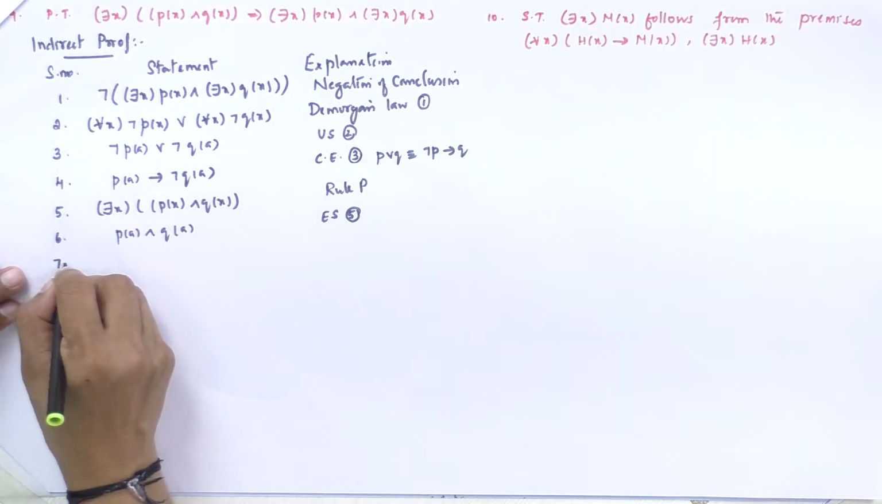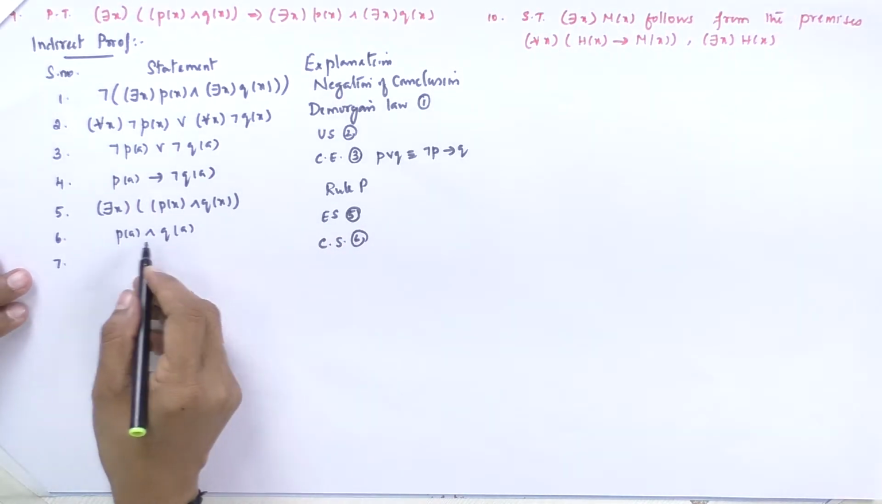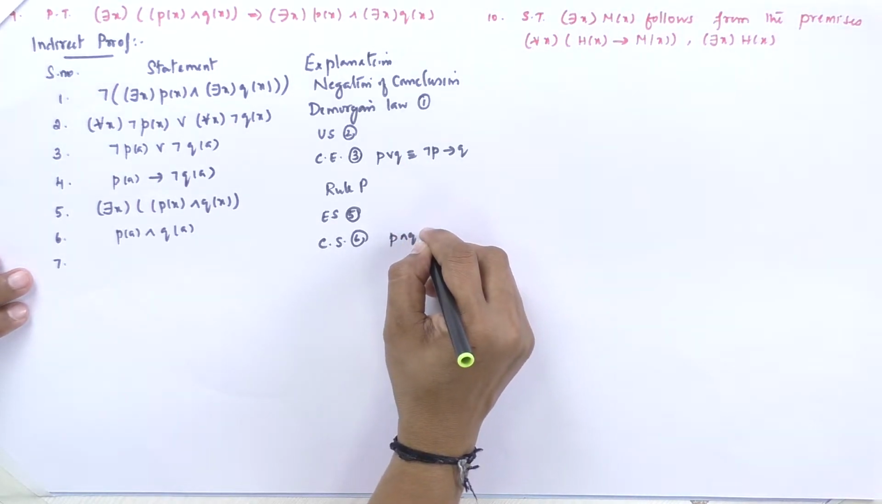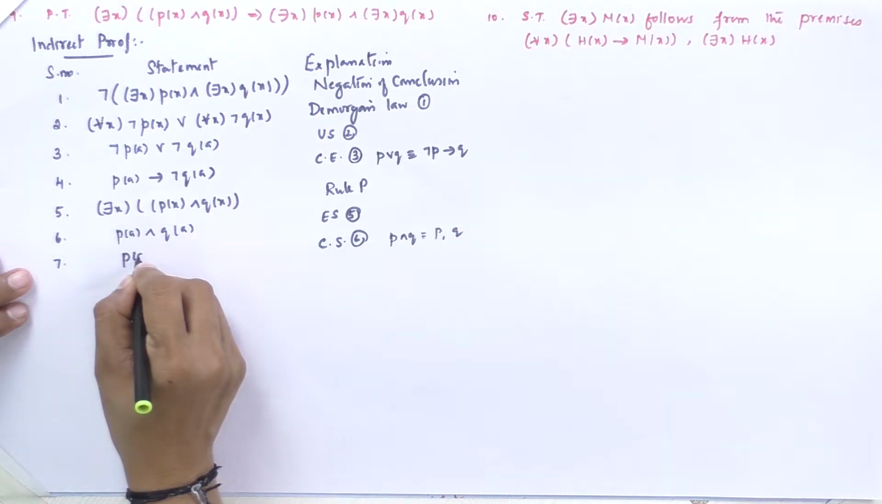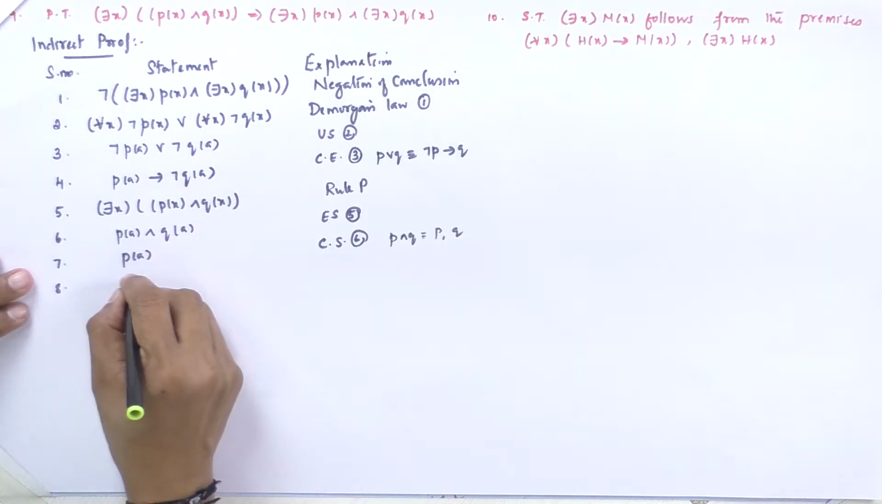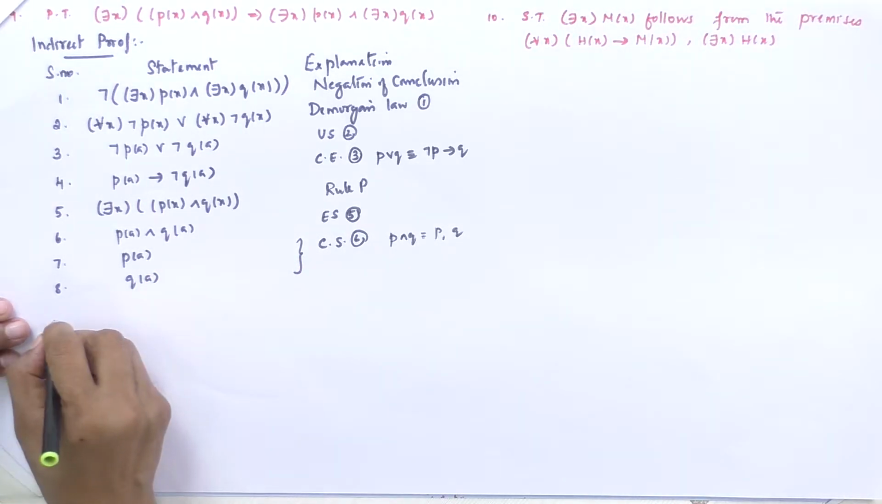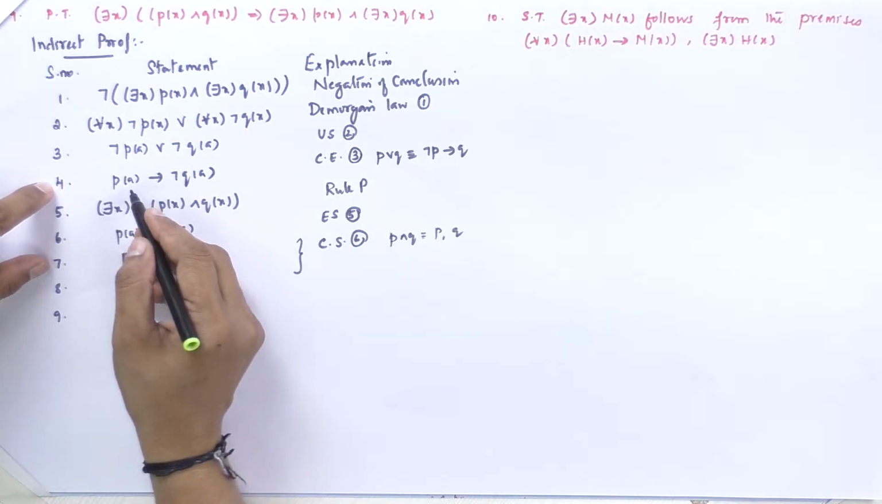And next, I can apply the conjunctive simplification on 6. Conjunctive simplification, what does it mean? Whenever we have P and Q, it can be written as either P or it can be written as Q. So that way, from P of A and Q of A, I will have Q of A, right? This is conjunctive simplification on 6. So after that, my intention is to get the conclusion part as F. How do I get the conclusion part as F here? Look at these two statements, 4 and 7, right? 4 and 7.